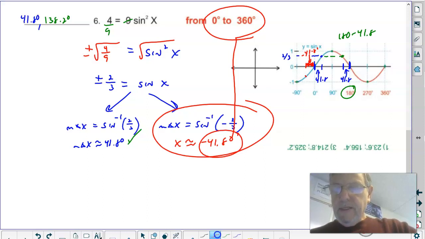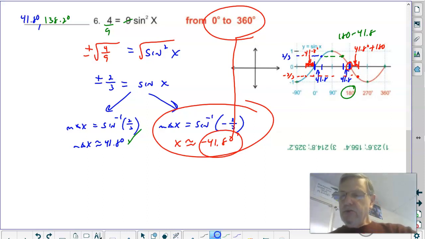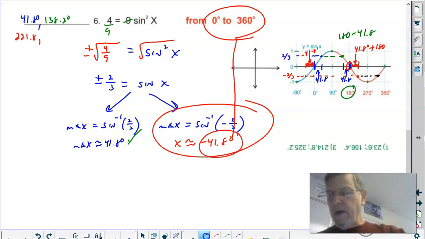So again, you go down to here, and there is that negative 2/3. So now let's come across, and we're going to be right there. So this gap here is 41.8. And therefore the angle is 41.8 plus the 180, right? This 180 plus the gap of 41.8. And what is that? 221.8 is our third solution. And notice we're going to have a fourth right there.